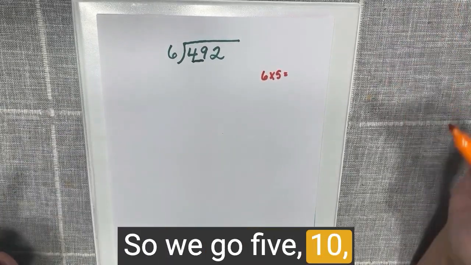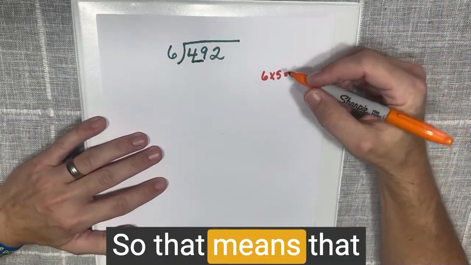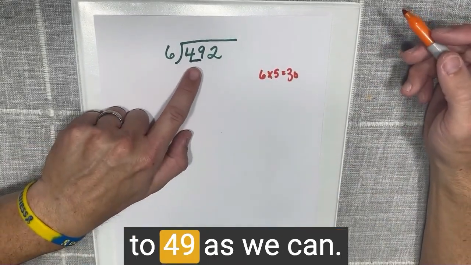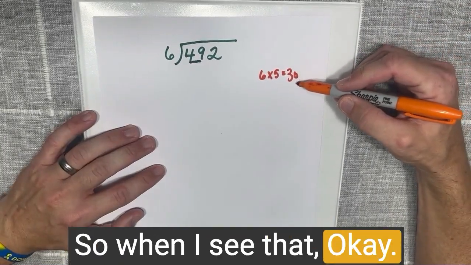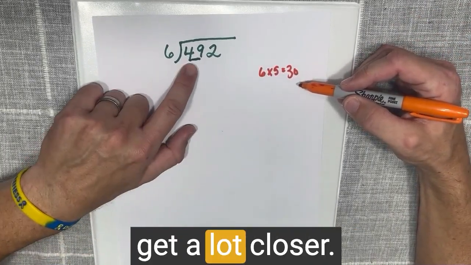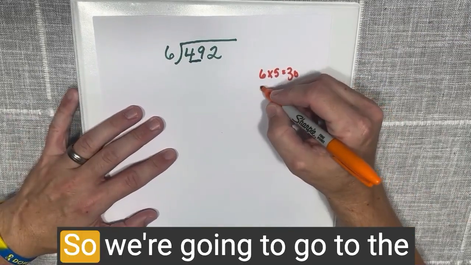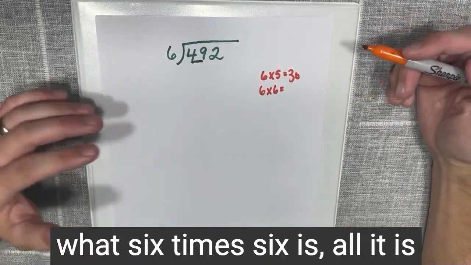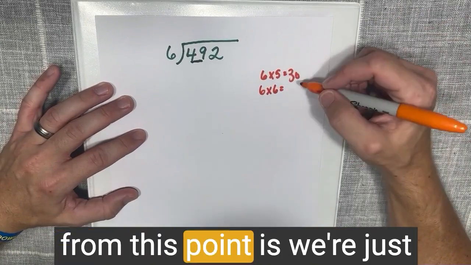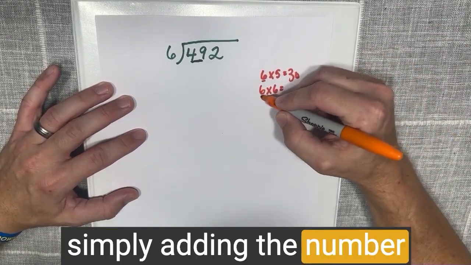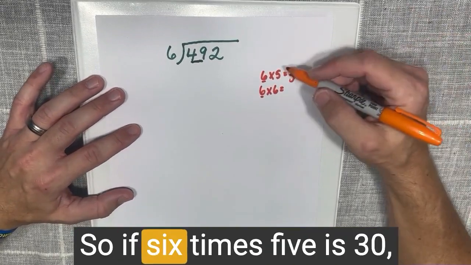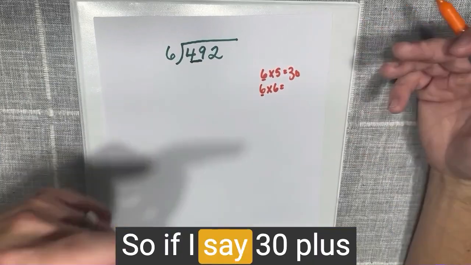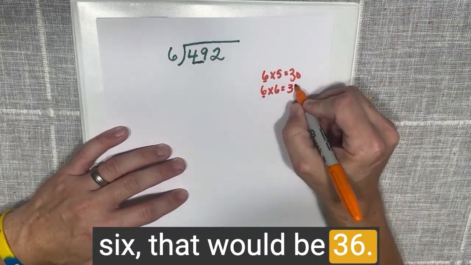So we go 5, 10, 15, 20, 25, 30. So that means that 6 times 5 is 30. Now remember, we're trying to get as close to 49 as we can. So when I see that 6 times 5 is 30, I think we can get a lot closer. So we're going to go to the next times table, which would be 6 times 6. If you say, I don't know what 6 times 6 is, all we're doing from this point is simply adding the number 6 to that previous answer. So if 6 times 5 is 30, 6 times 6 is just 6 more than that. So 30 plus 6 would be 36.